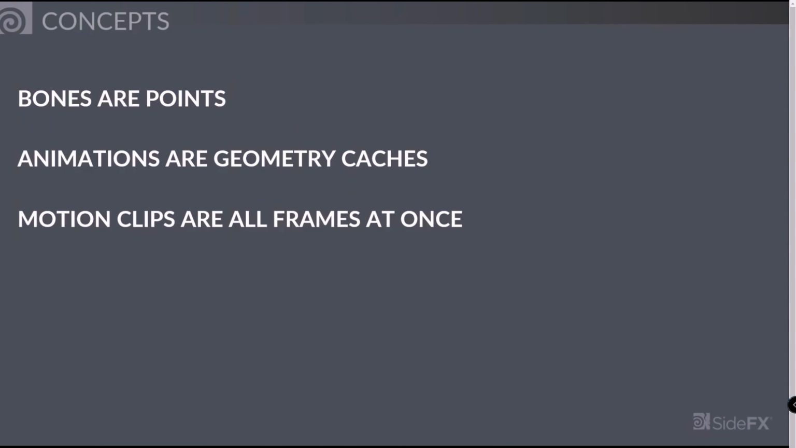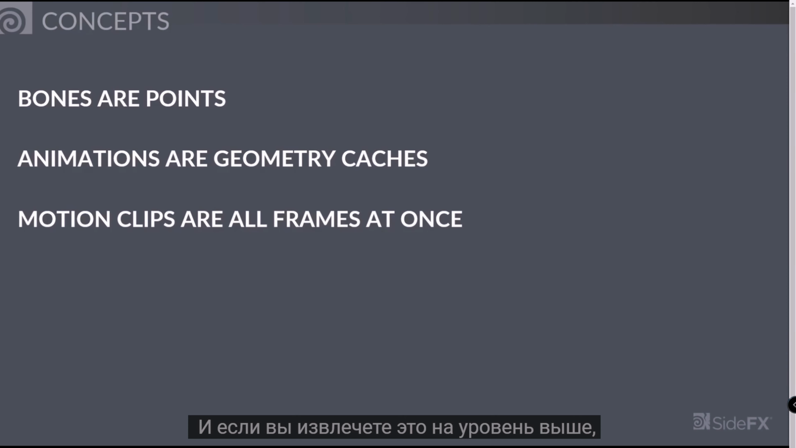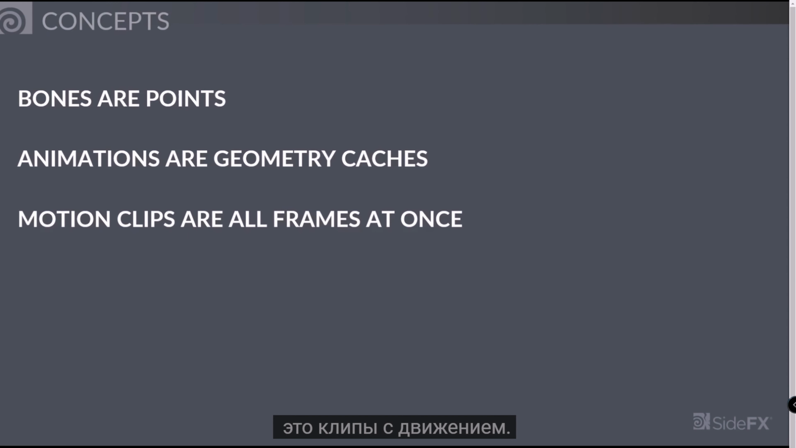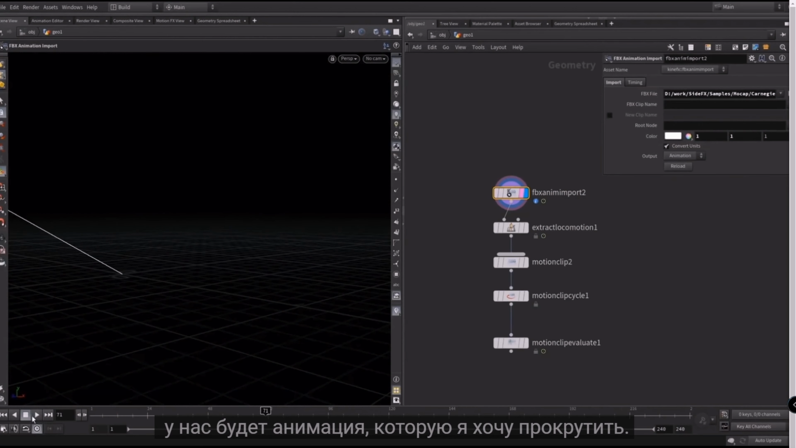So at the ground level, we talked about how bones are points, and if you extract that up a level in time, you have animations or geometry caches. And then the next concept that I'm going to introduce here is motion clips, and it's essentially a motion cache, a geometry cache. It's basically a motion cache all at once. So you're seeing the whole geometry cache, all of the frames at once, similar to the trail stop, if you're familiar with that. So in this motion, we're going to have an animation that I want to cycle.